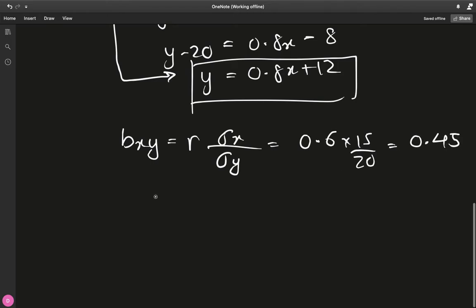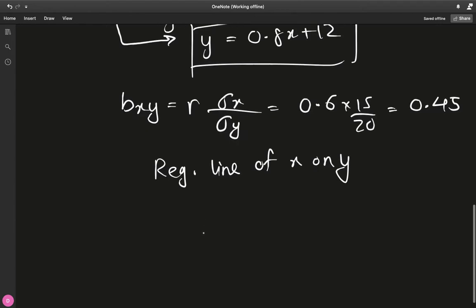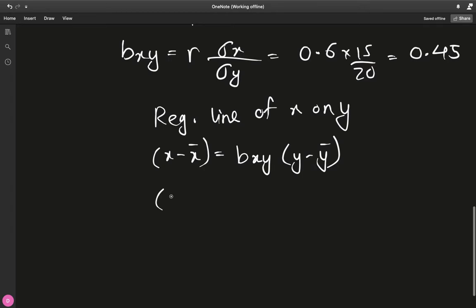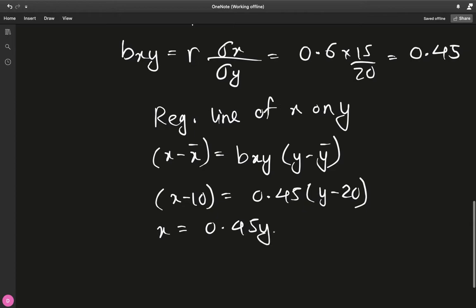And now we can find the regression line of x on y. Formula for that is x minus mean of x is equal to bxy times y minus mean of y. So that will become x minus 10 is equal to 0.45 times y minus 20, making x the subject of the equation. We have 0.45 plus 1.